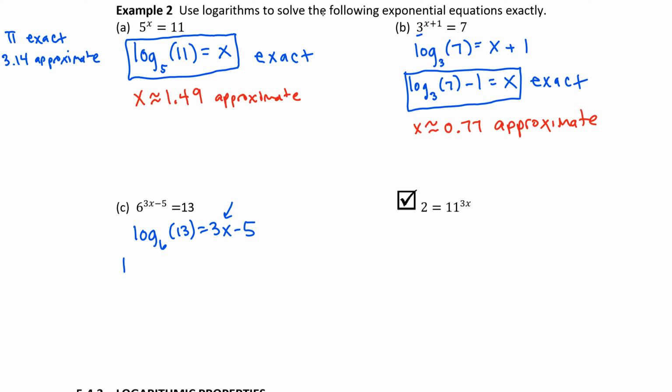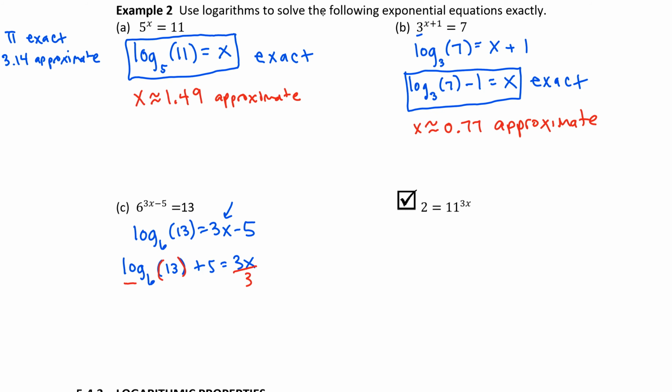Okay, let's add 5 to both sides. Log base 6 of 13 plus 5 is 3x. And then we're going to divide both sides by 3. By the way, I mentioned before, you can have parentheses around your argument or you can leave them off. Another reason that I prefer keeping parentheses around the argument is because I cannot combine these two numbers. The parentheses there kind of indicate 13's in jail. He can't come out and communicate with 5, right? He has to stay put. So the parentheses just kind of help your logic there.